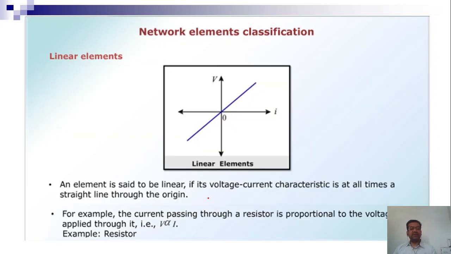So coming to the point of linear and non-linear elements. The second classification is linear and non-linear elements. Just see the linearity: when you draw a line between current and voltage, that is a linear element. What is an example of a linear element? A resistor is a linear element.